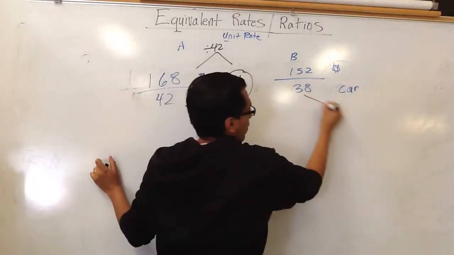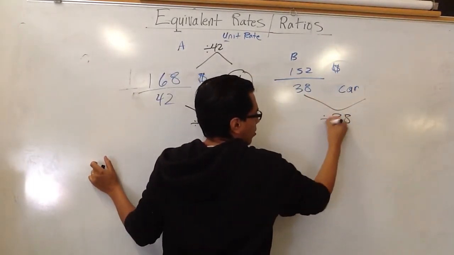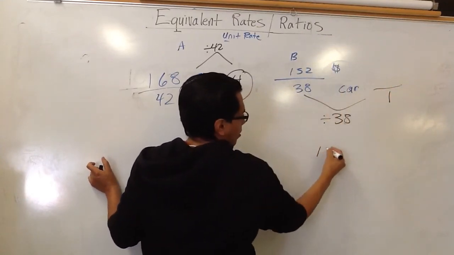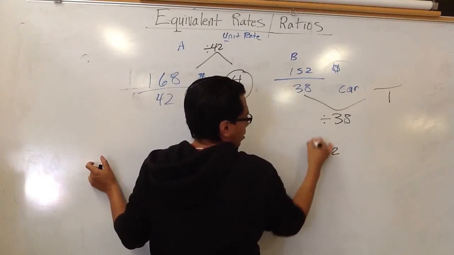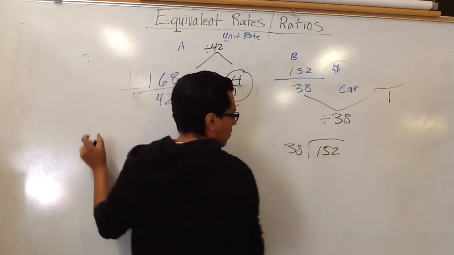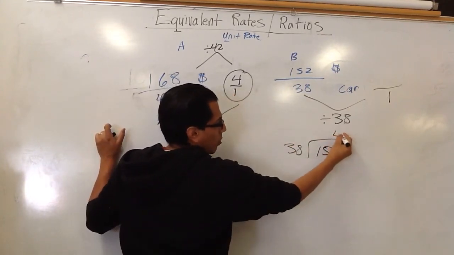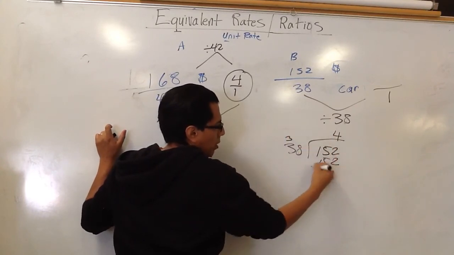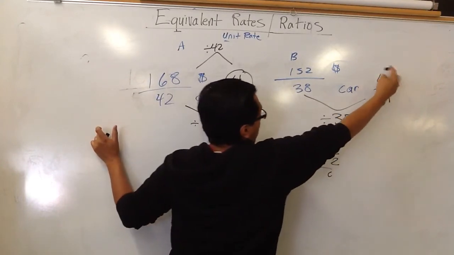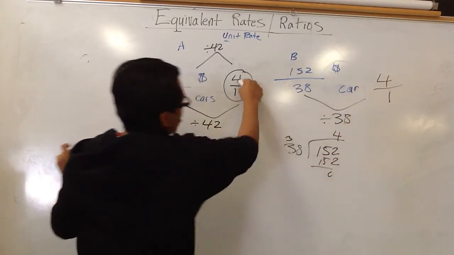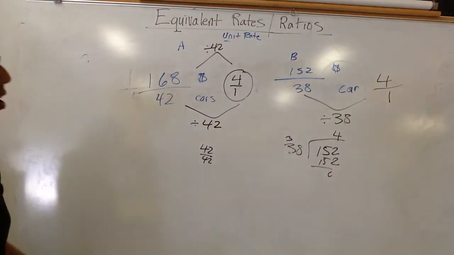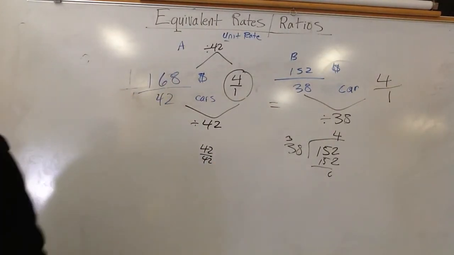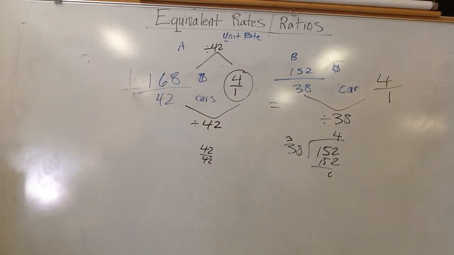I'm going to have to divide this by 38 to get it down to 1 for every car. Divide 152 by 38? I have no idea. Let's see, what do you think? Is it 5? It's 4. 4 times 8 is 32. Carry the 3, 12. There, look at that. 4. So these guys are making $4 for every car. These guys are making $4 for every car. Are they equivalent? Yeah, they are equivalent. Unit rate, I like unit rate.